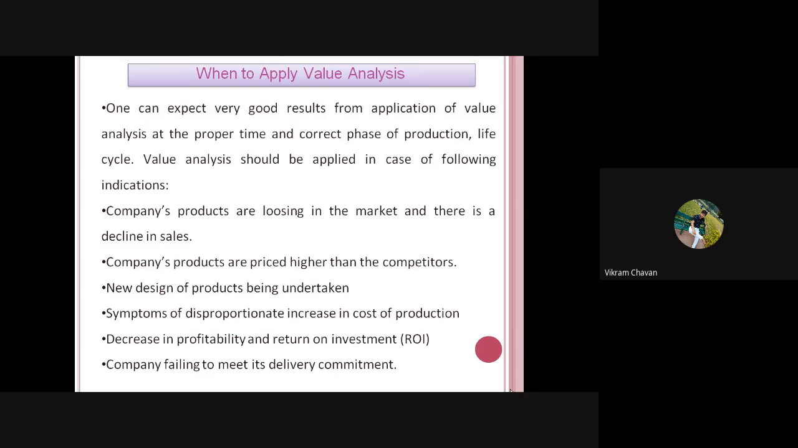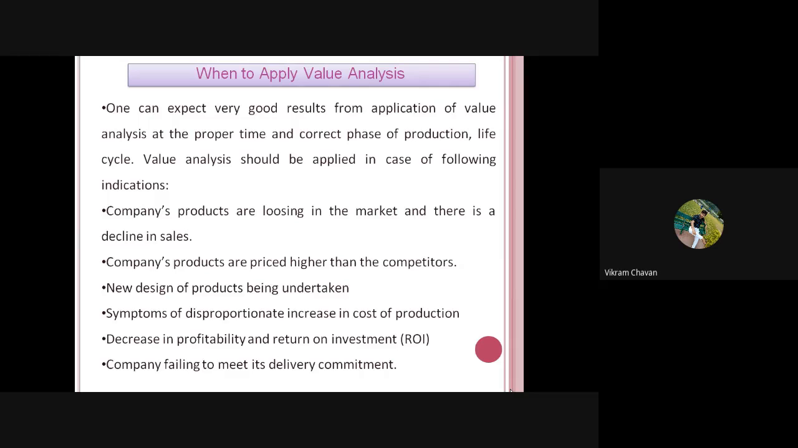First one: company's products are losing in the market and there is a decline in sales, full stop.